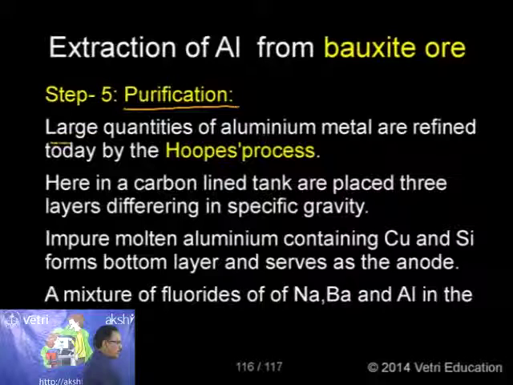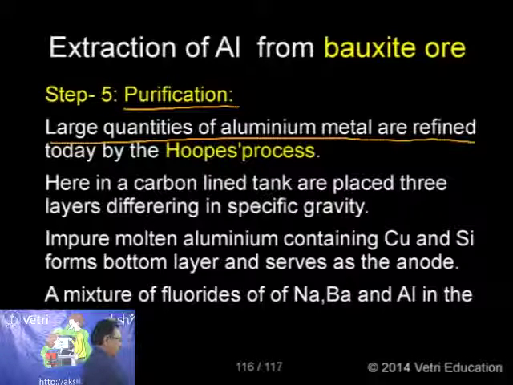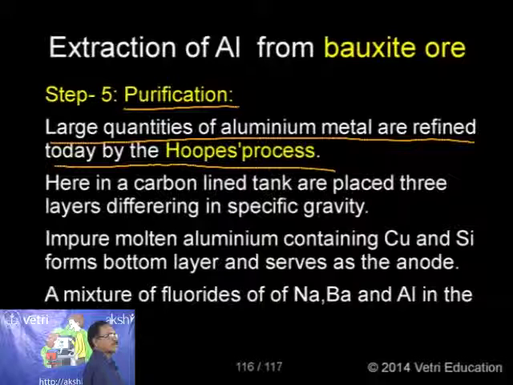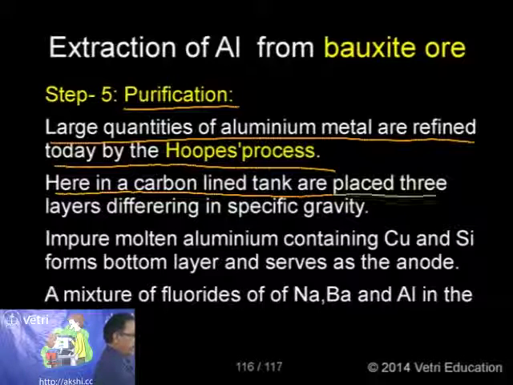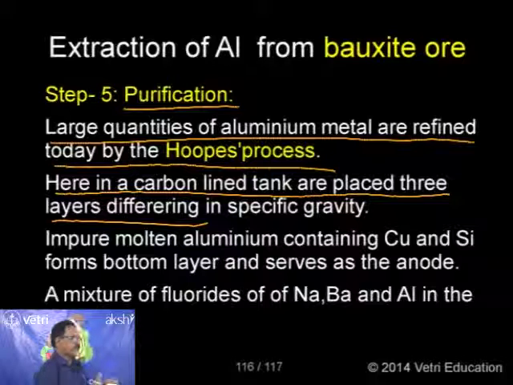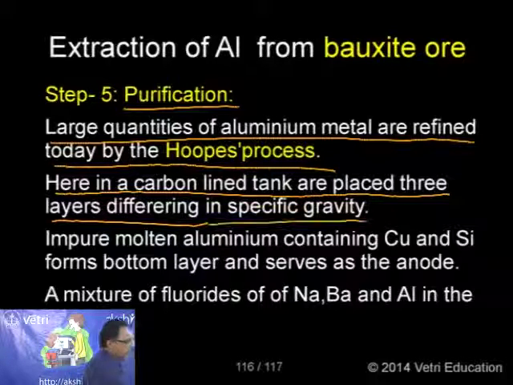Large quantities of aluminum metal are refined today by the Hoope's process. In the Hoope's process, in a carbon lined tank, 3 layers are placed differing in specific gravity. There are 3 layers present in the carbon lined tank.